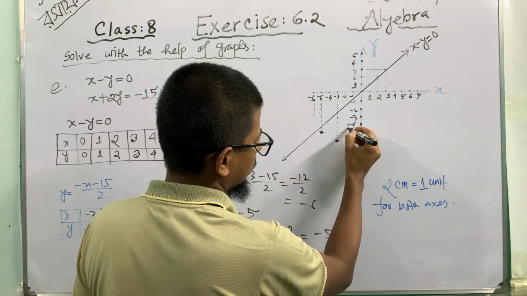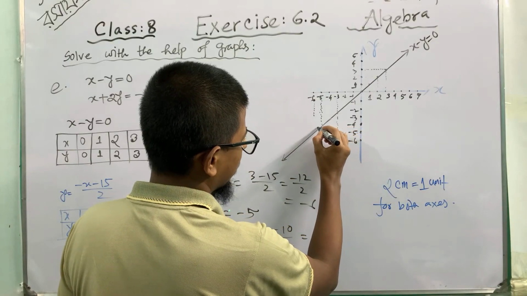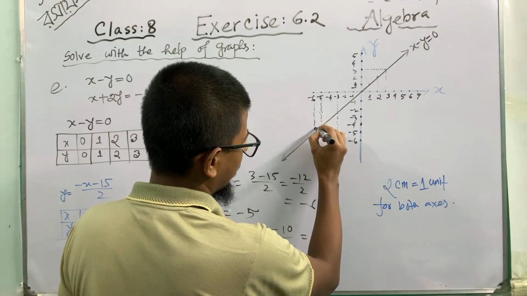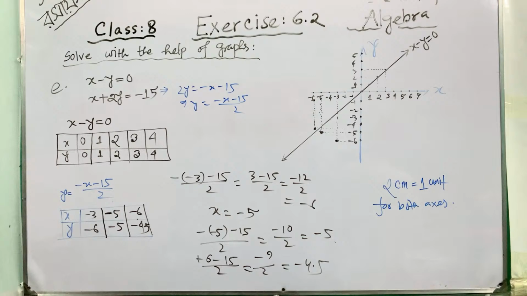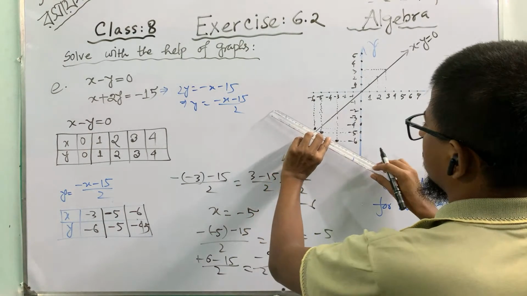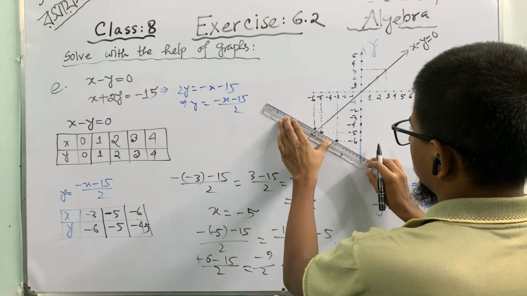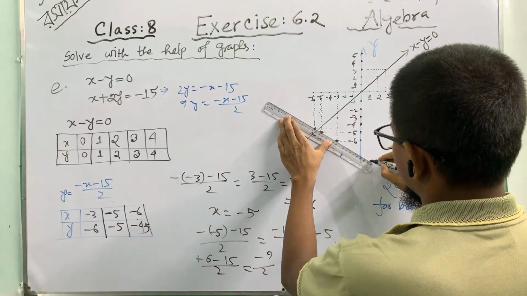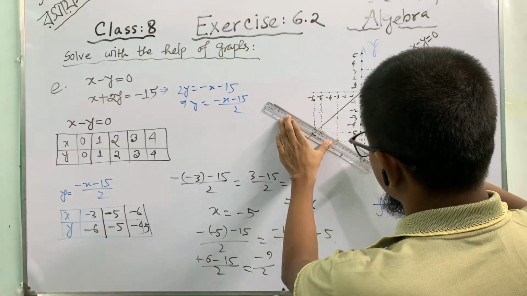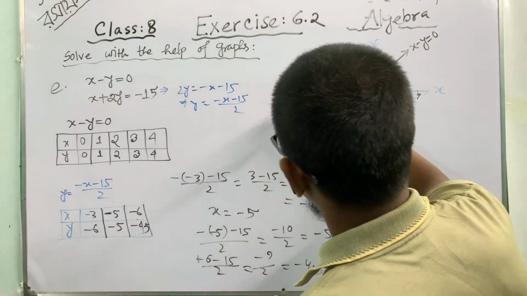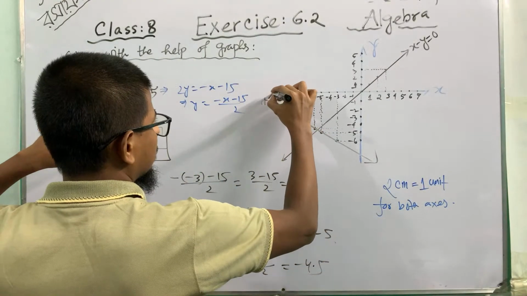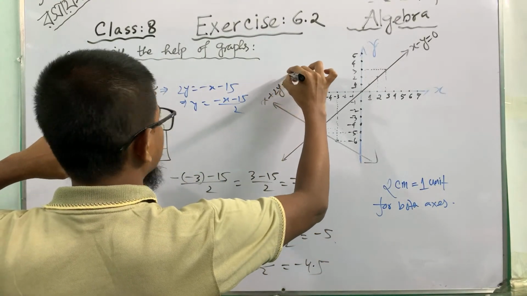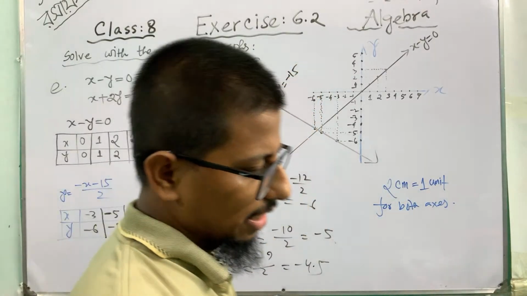Minus 4.5 is in between minus 4 and minus 5. So I have this another point. So I have these 3 points. Now I'm going to join these 3 points. So I have this straight line which is x plus 2y equal to minus 15. This is the second straight line.